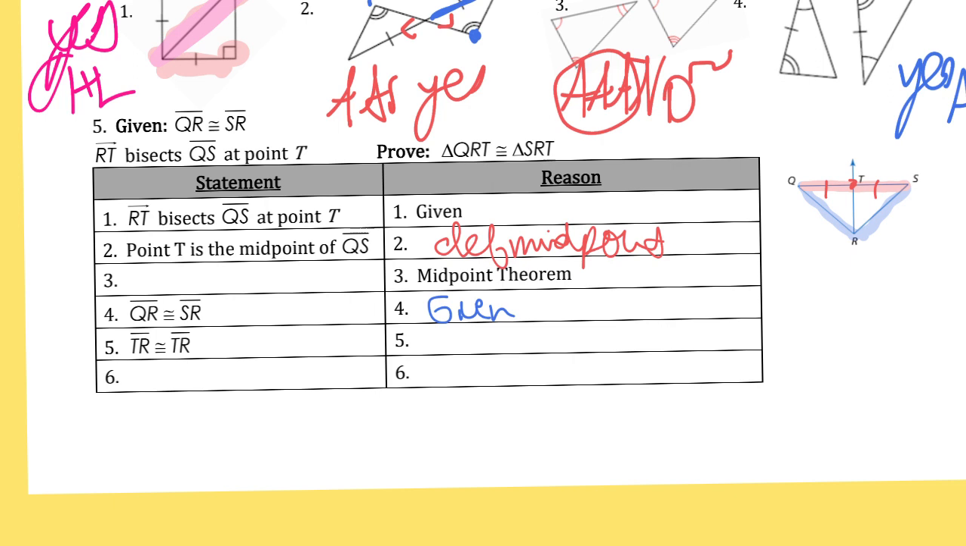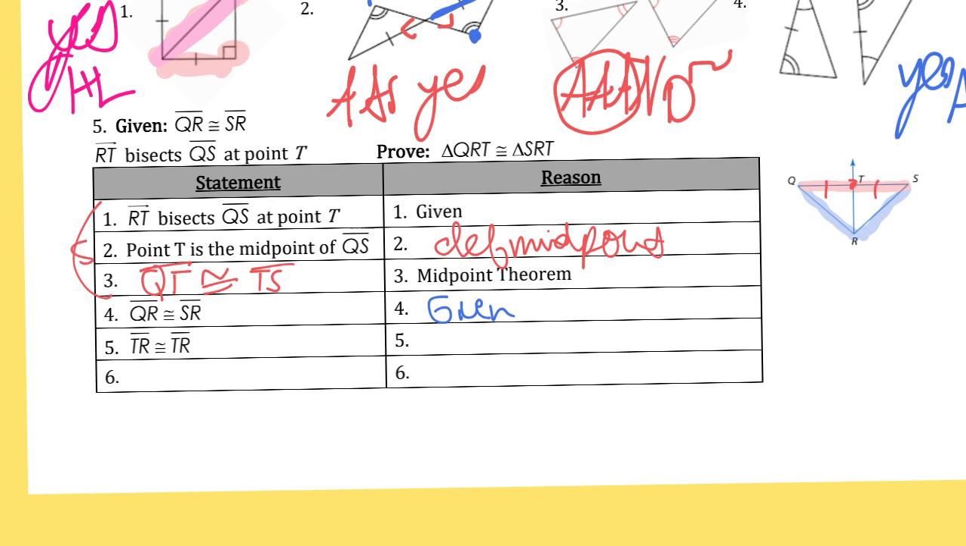So they're just going a little bit different route. We're just going to follow their lead. No big deal. It's like dancing. You just got to kind of follow the lead of your partner. So QT is going to be congruent to TS. Okay. By the midpoint theorem. So we have 2 segments that are congruent. So that's a segment. Okay.